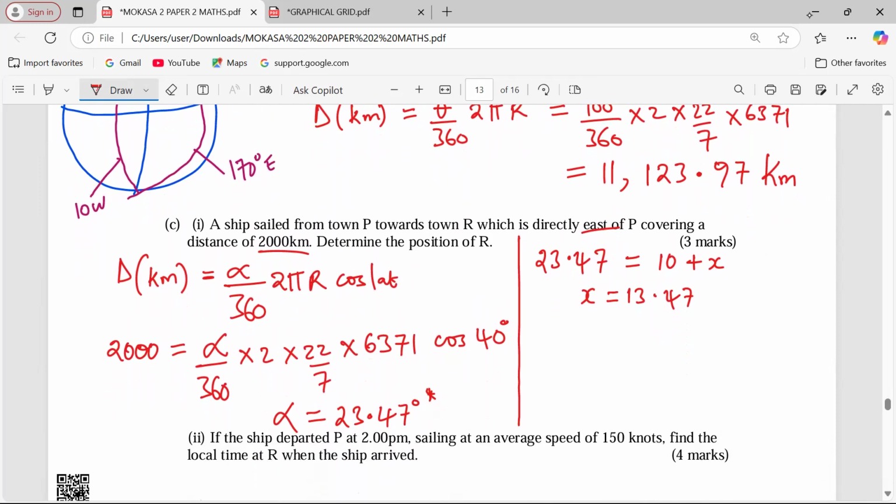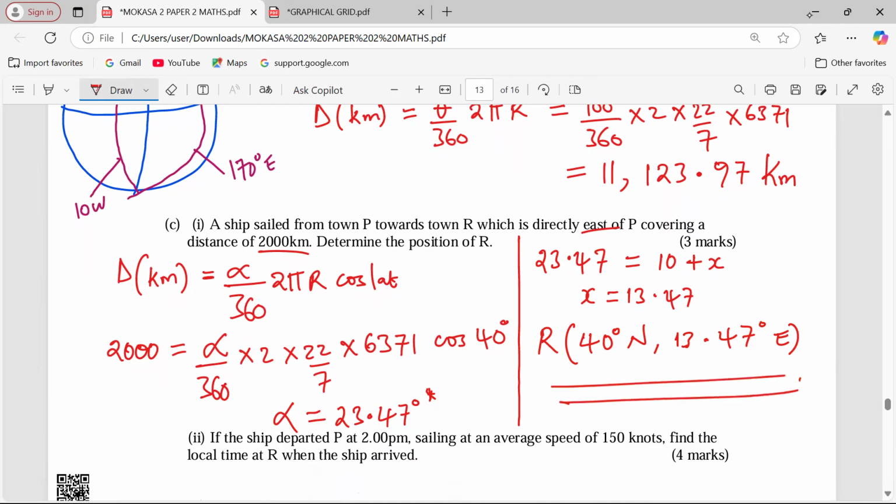And therefore, the position of R should now be given. Remember, position begins with the latitude. We are still at 40 in the north, 13.47 degrees in the east. So that's how we give the position.